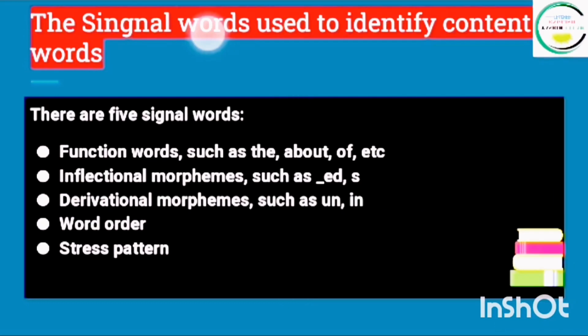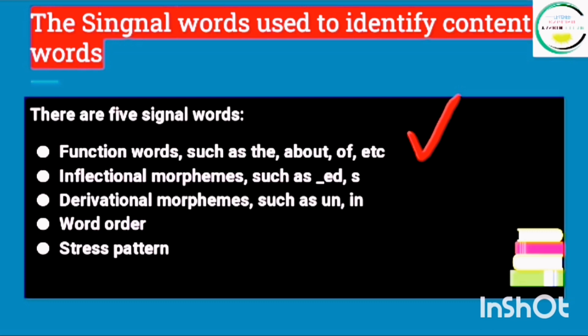Now let's discuss the final thing about the part of speech topic. There are some specific signal words that we may use to identify content words in a sentence. There are 5 signal words, and we may use one of them to identify content words in a sentence. The first signal word is functional words. We can use functional words to identify content words in a sentence, such as the, about, of, etc.